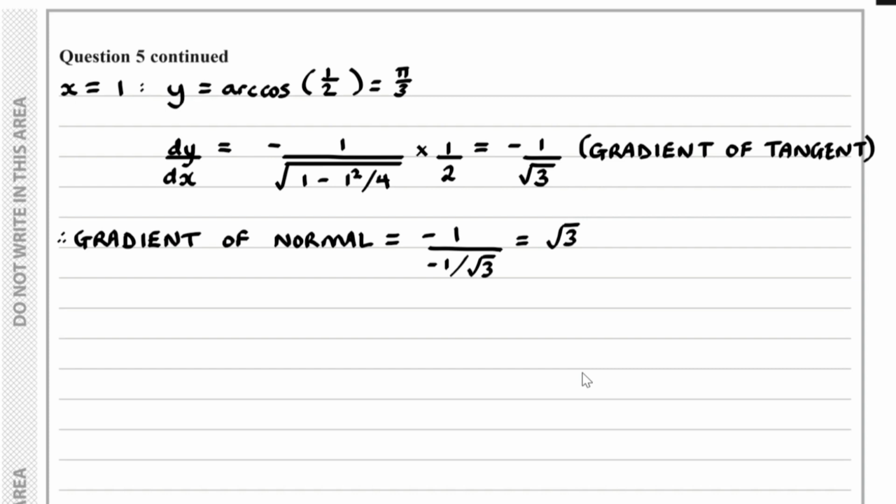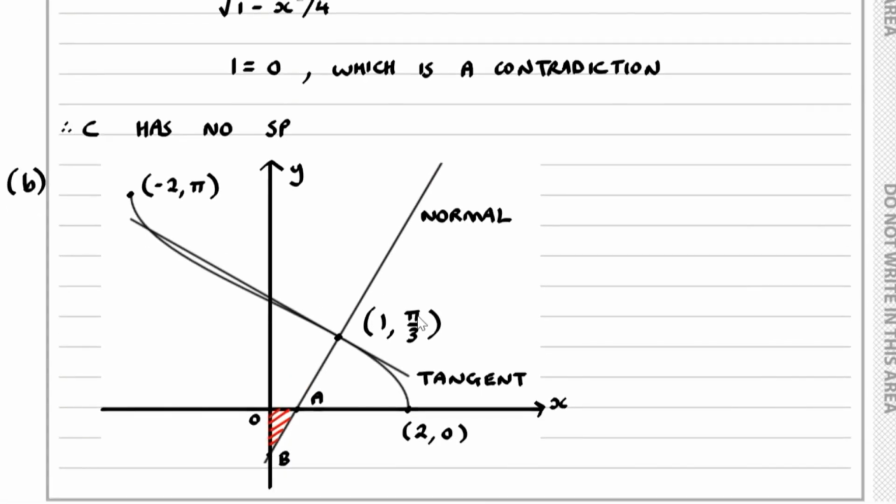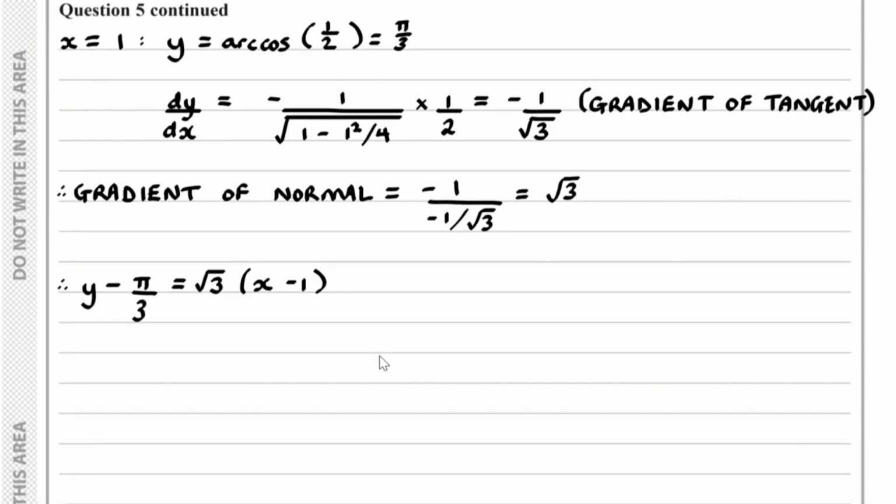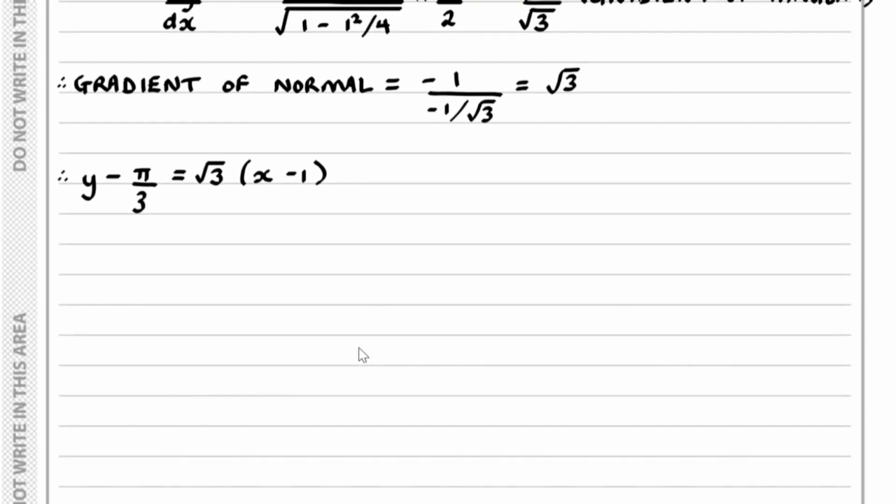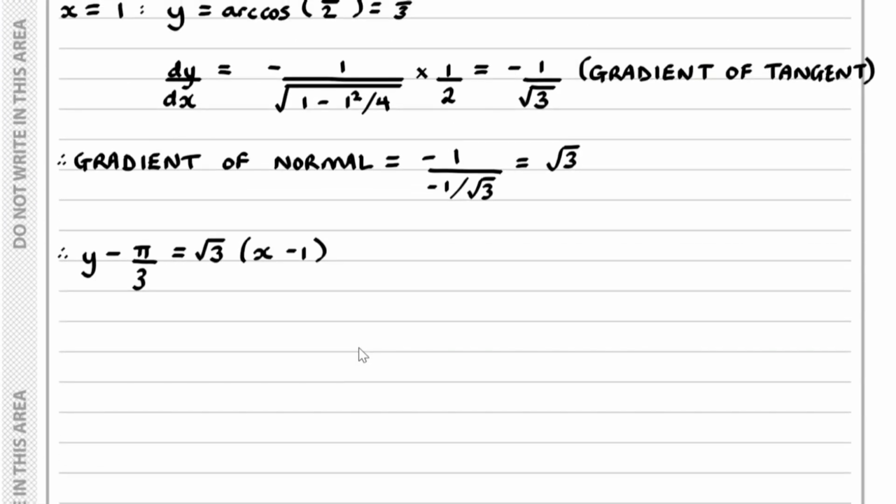So what we can now do is find out the equation of the normal. We've got y minus pi over 3 equals root 3 lots of x minus 1. Remember, the normal passes through that point here. We can now find out the points A and B.